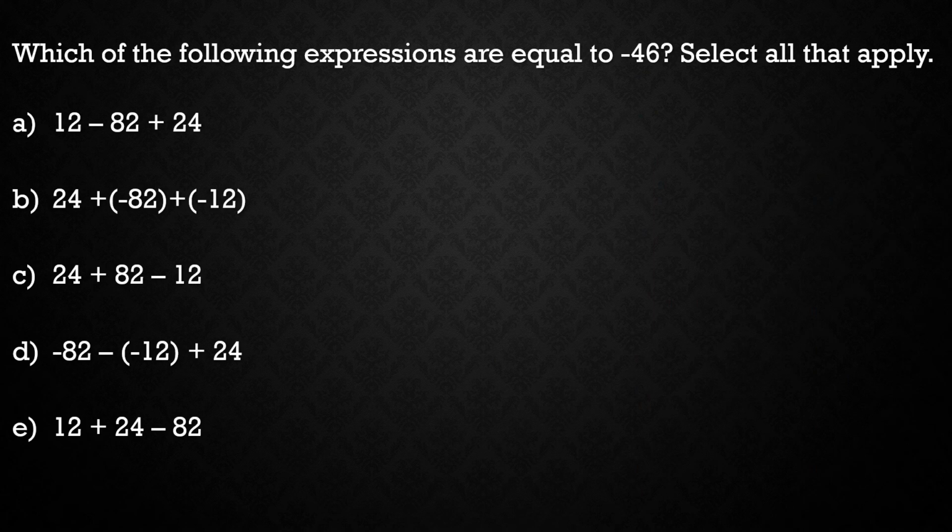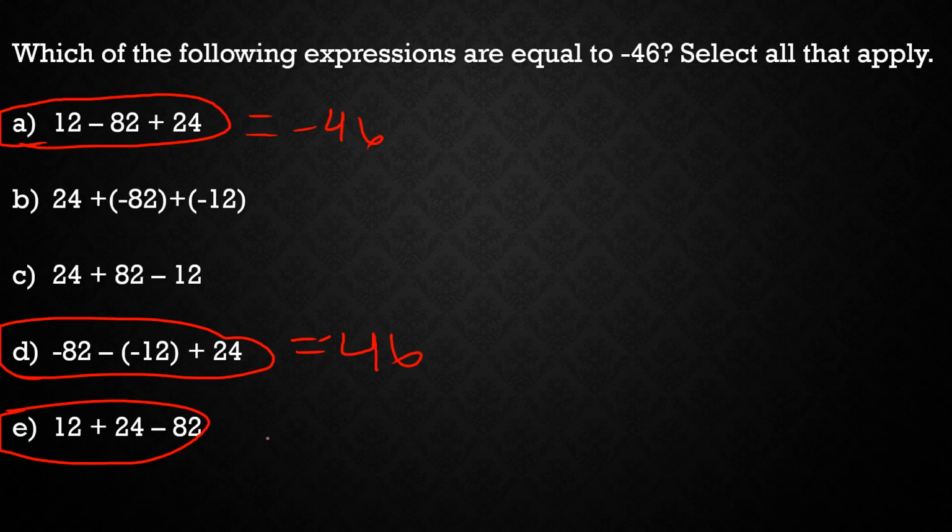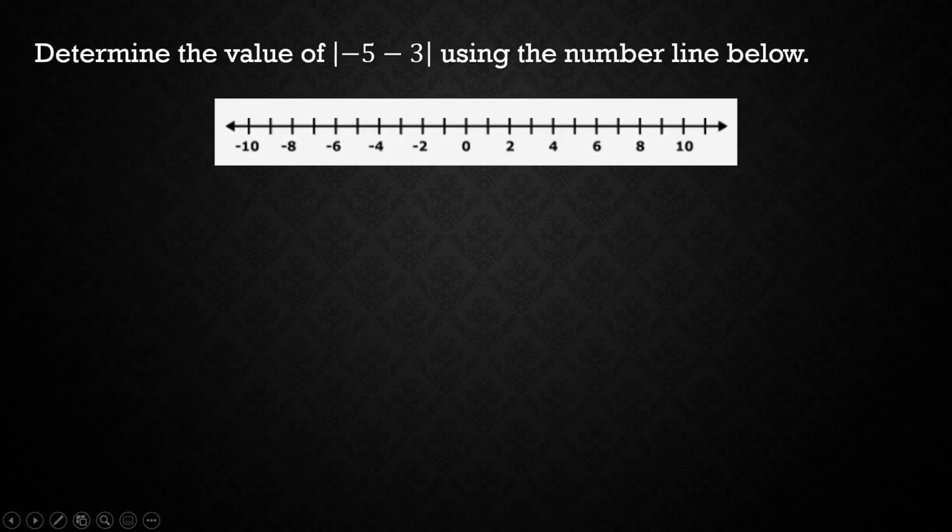So let's bring this over here. So this first one here, this last one, sorry, second to last one, and then the last one. So all of these gave me negative 46. And again, I just type them into your calculator. It's the fastest way. Alright, here's our next problem.